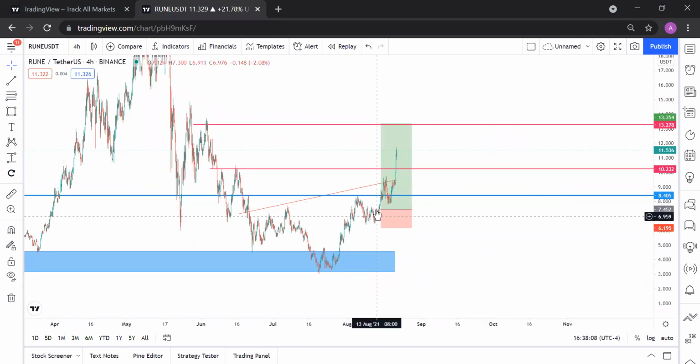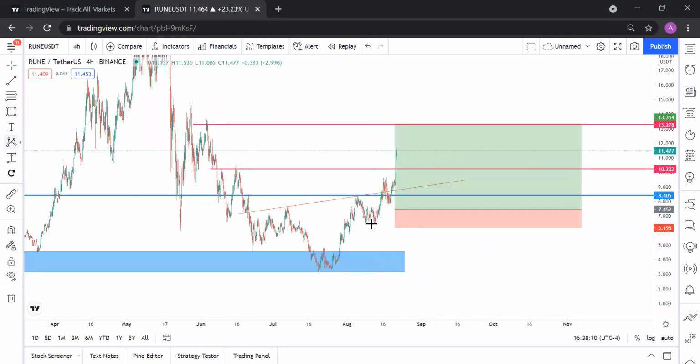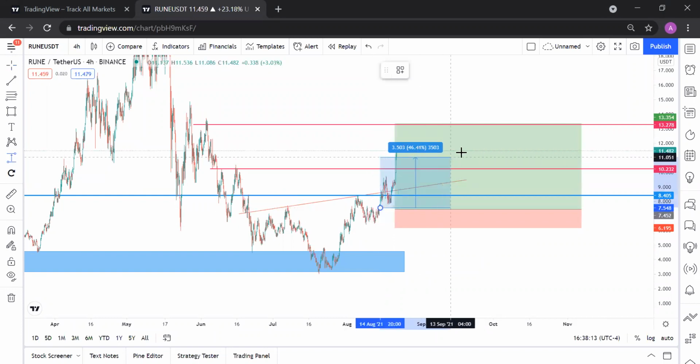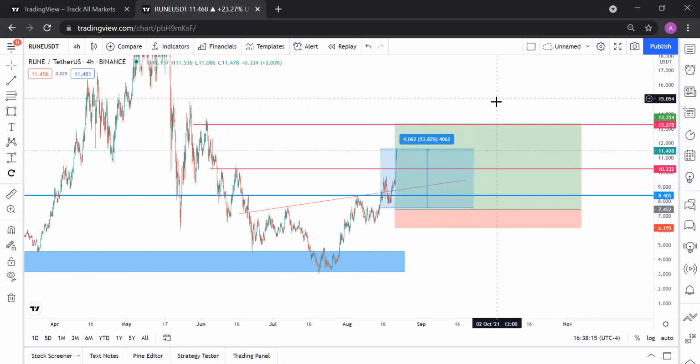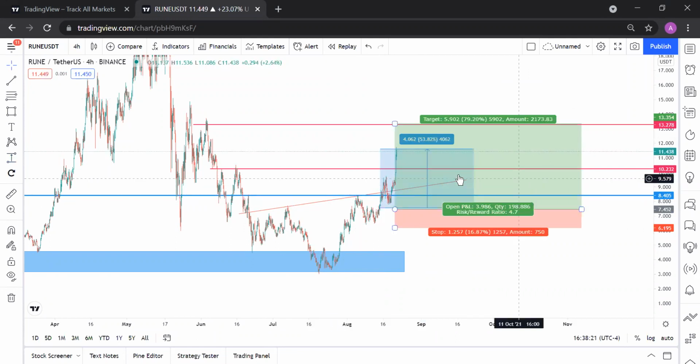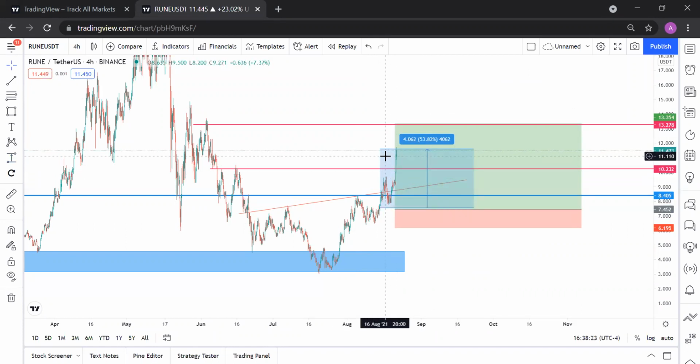I sent it around this place, and if you bought it, let's see how many percent we've been in profit. We are 50% in profit. So if you bought for $1,000, now you'll be having $1,500. That is $500 free profit from a free signal. So don't joke with updates like these, guys.